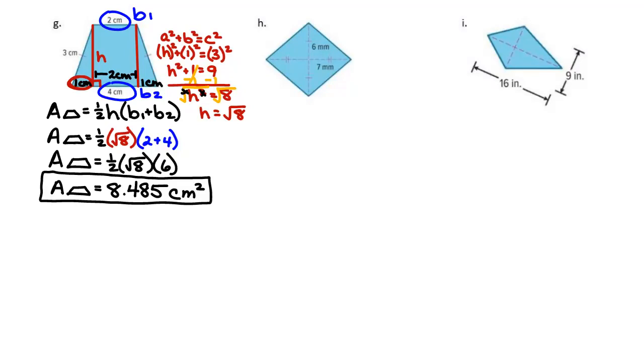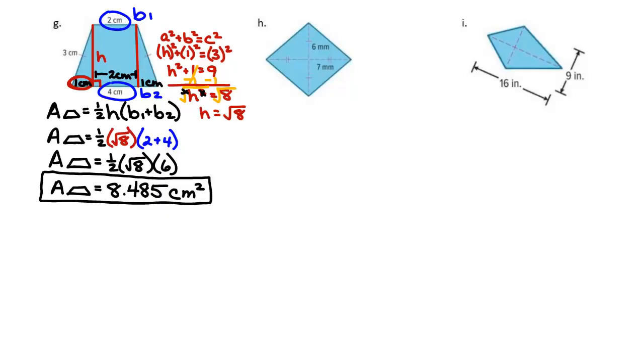So we left off yesterday with example G, where we had a trapezoid. We were getting ready for H. What kind of a shape is H? Is it a parallelogram? Is it a trapezoid? Is it a rhombus? Is it a kite? Is it a triangle? What'd you say? It's a rhombus, yes. What is our formula to find the area for a rhombus?